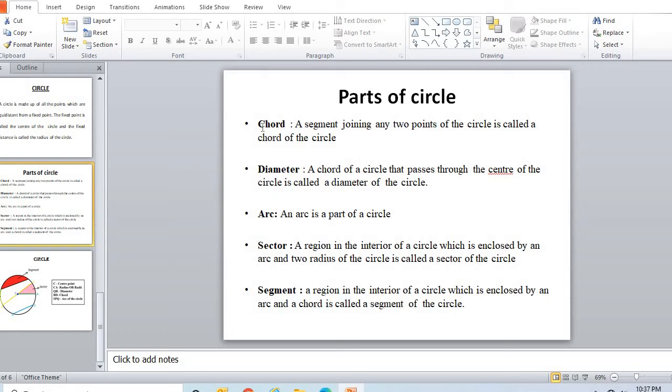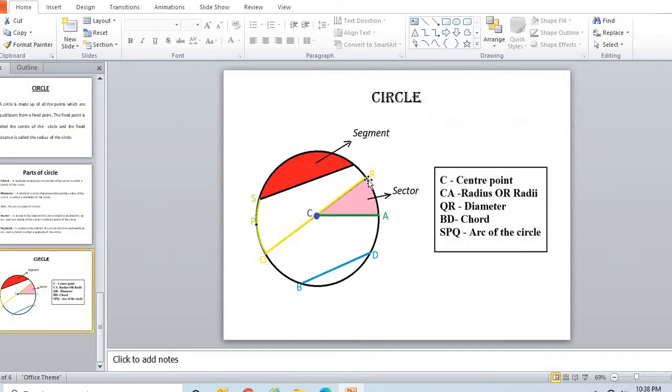Now let's see all the terms in the circle. See, this is one circle I draw here. Now this one is the center of the circle. Who will be the center of the circle? C. You can see now, all of you. The center of the circle is C. Now observe properly. The line I have drawn from C to A is called radius. CA is a radius.